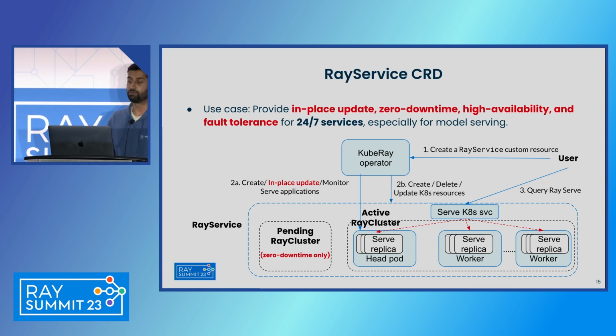And note that in the case of the zero downtime feature that I mentioned in the previous slide, the Ray service might be managing two Ray clusters, one of them pending, one of them active, as indicated in the picture. Finally, with the setup, the user, maybe a different user from the one who started the Ray service, can directly query the Ray serve application, which is exposed as a Kubernetes service.